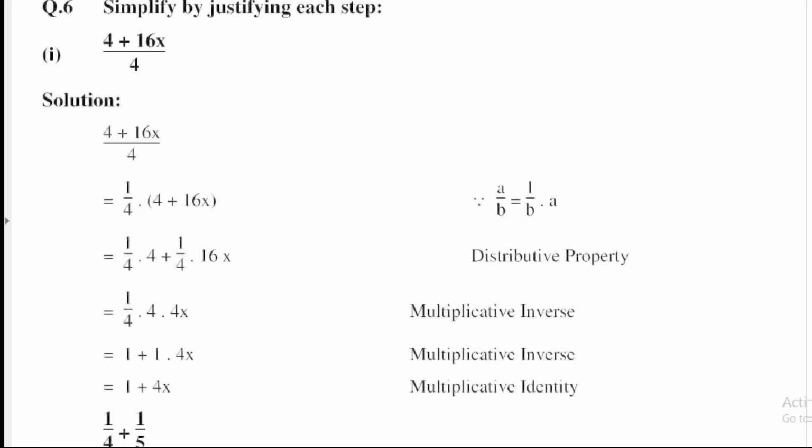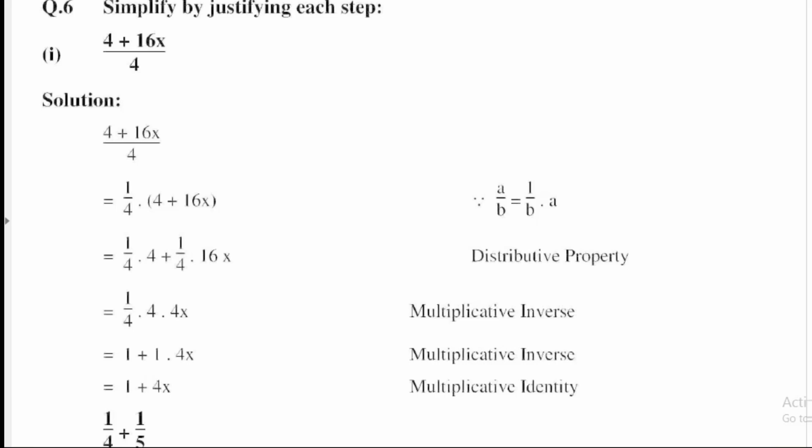In this lecture, I will solve exercise number 1.1, question number 6, that is most relevant from the paper's point of view. So let's start. Simplify by justifying each step. Part number 1, that is (4 + 16x) divided by 4. So taking common 1/4 into (4 + 16x).